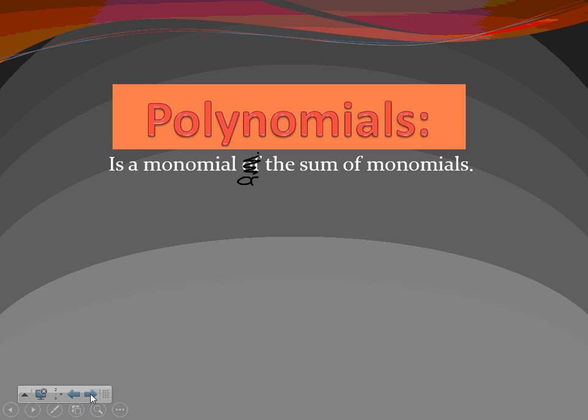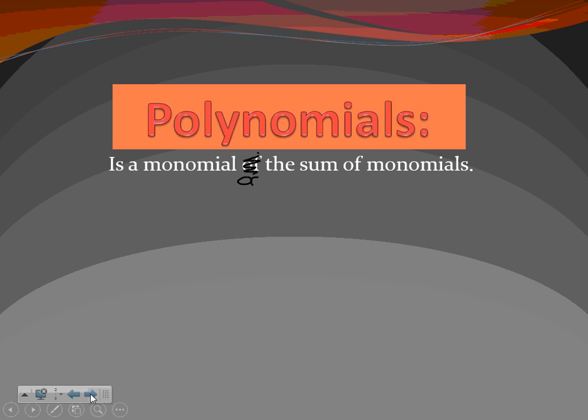A polynomial is a monomial or the sum of monomials. What do I mean by sum of monomials? Right, a bunch of monomials being added together. Okay, so a polynomial is a monomial or the sum, a whole bunch of monomials being added together. And everybody says, well, that's great. I understand that, but what in the world is a monomial?